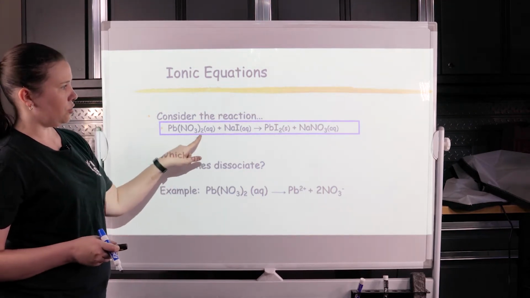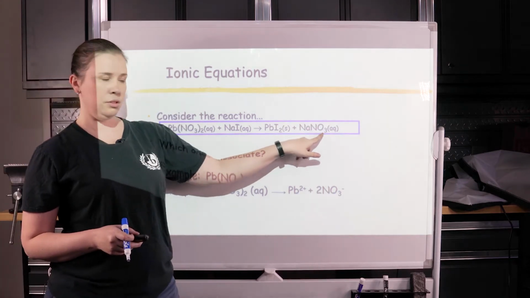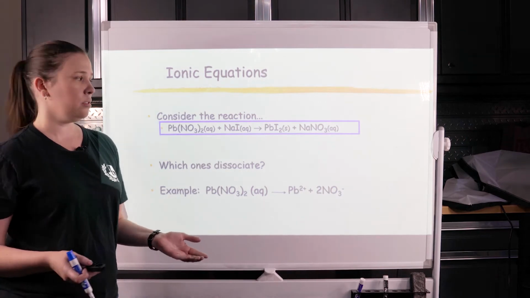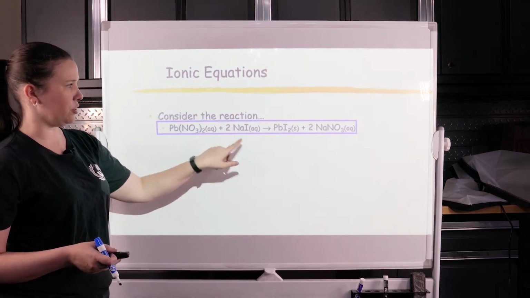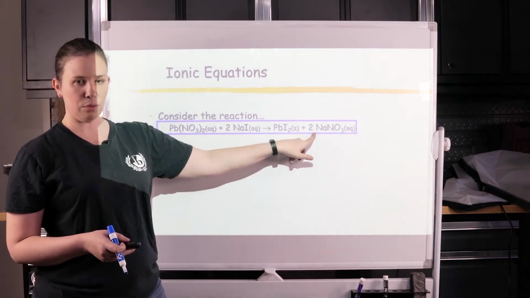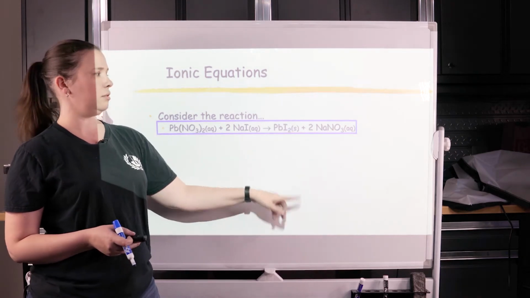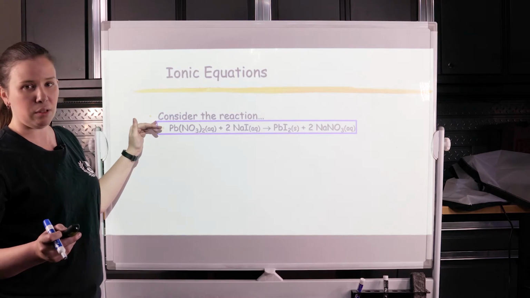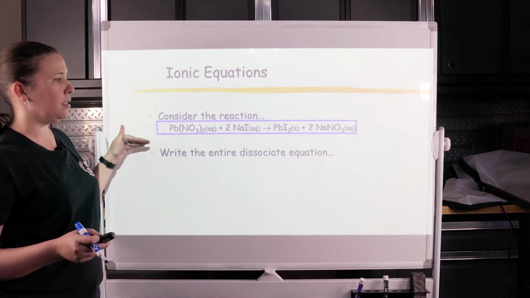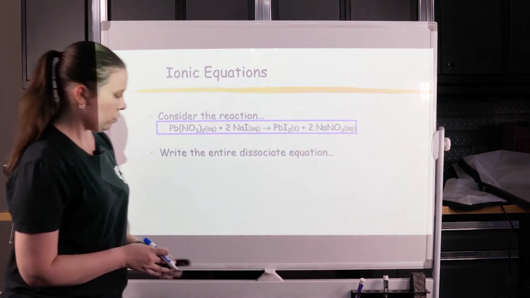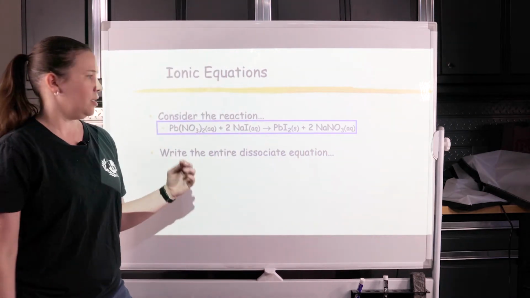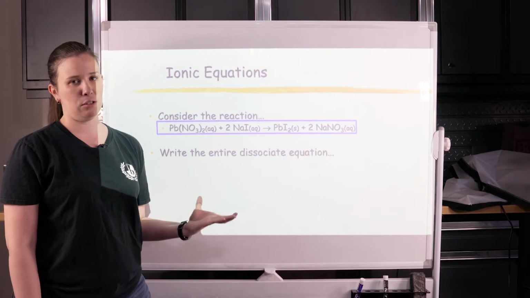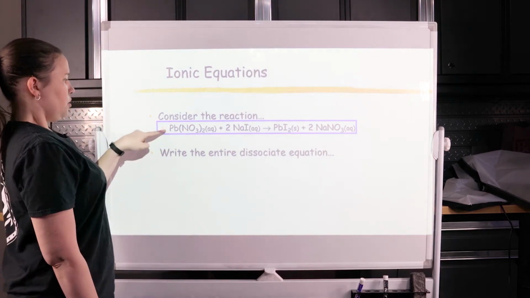See how I have 2 nitrates here and only 1 over there? And I have 2 iodines and only 1 here. So it's not balanced. So in order to balance it, I'm going to need coefficients. So first thing you want to do before you start the total breakdown is balance the equation. Once you have a balanced equation, now we can move on to the new part, writing a dissociation equation. So the dissociation equation is going to basically take the things that break up and write them as their ions. So let's start at the beginning.